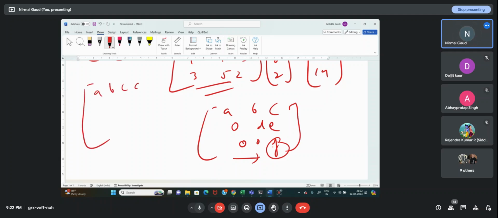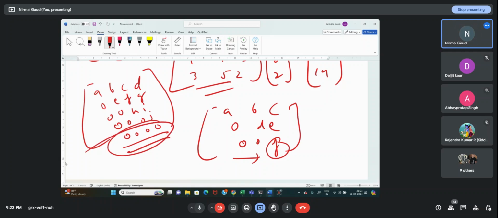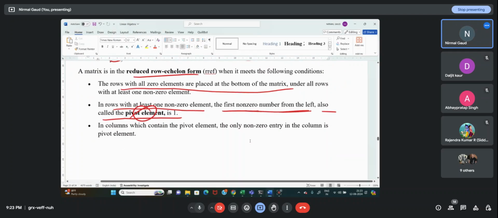A, B, C, D, 0, E, F, G, 0, 0, H, I, J, 0, 0, 0. All the zeros should come at the bottom. This is property number 1. If there is some non-zero element present in a row, like J here, they are saying there should be at least one non-zero element, and the first non-zero number from the left is called the pivot element.